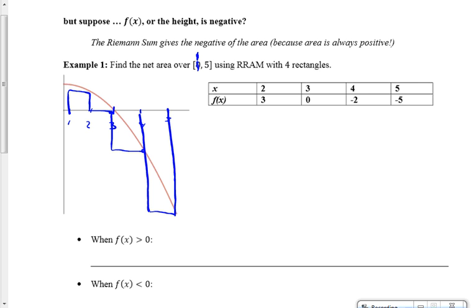Kind of already said it. The rectangles are where? Below the x-axis. So if we use that idea of delta x times a function value, what are all the delta x's in this problem? What's delta x here? 1. What are these function values?